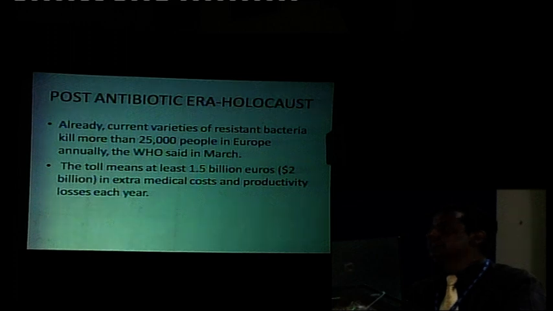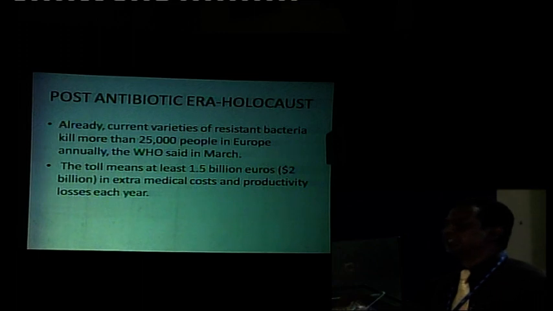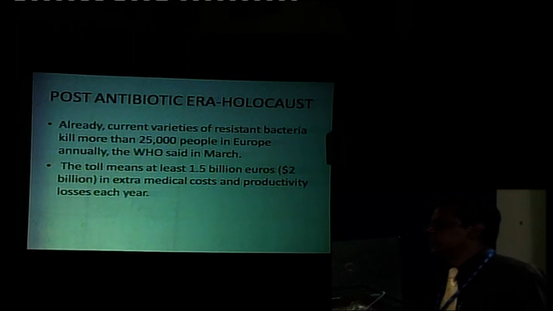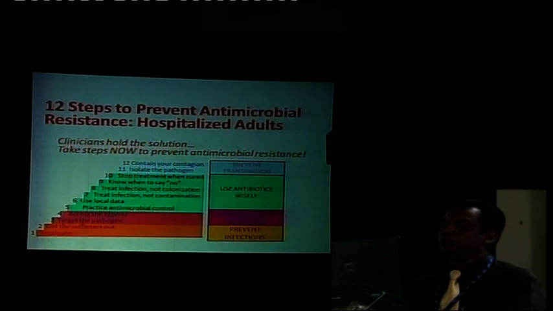25,000 people. So it has increased the mortality. Although we do not have our own data, European studies say that about 25,000 extra people are getting killed every year because of resistant bacterial infections. So what do we do?